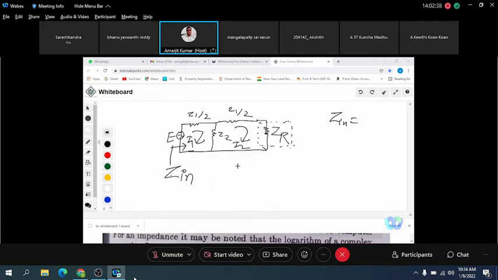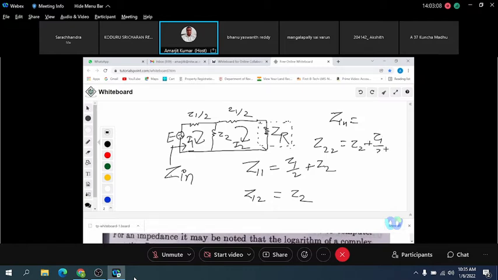So for the mesh equation, what will be Z11? Z1 by 2 plus Z2 parallel to Z1 by 2 plus ZR. So Z11 will be equal to Z1 by 2 plus Z2. And what will be Z12? Z2. And what will be Z22? Z2 plus Z1 by 2 plus ZR.